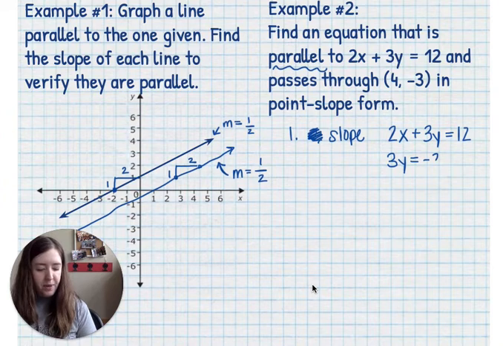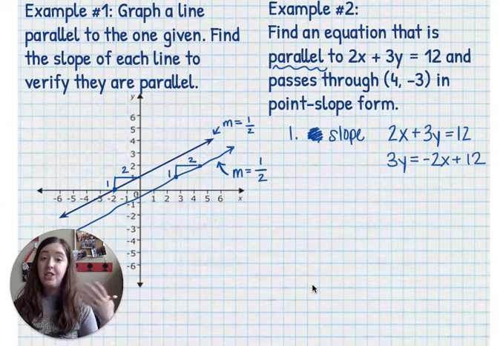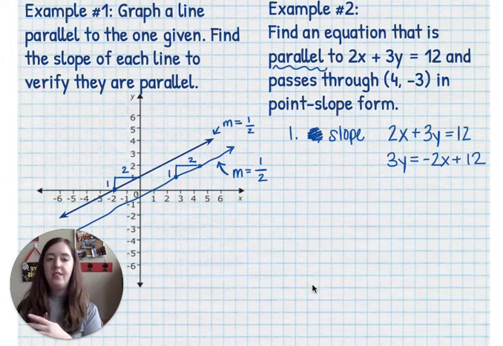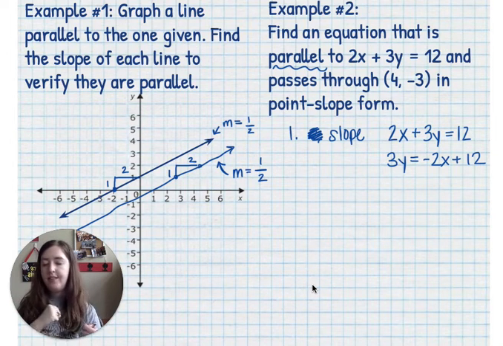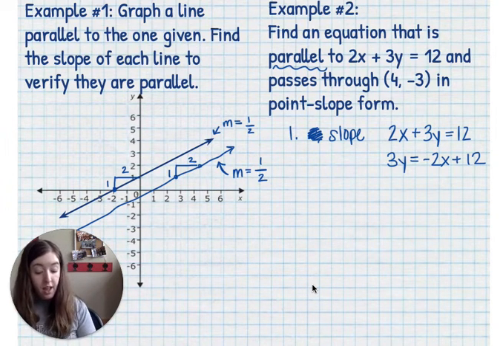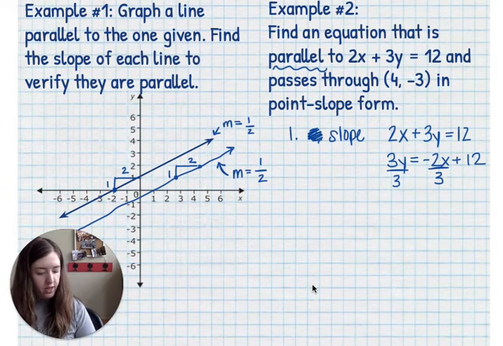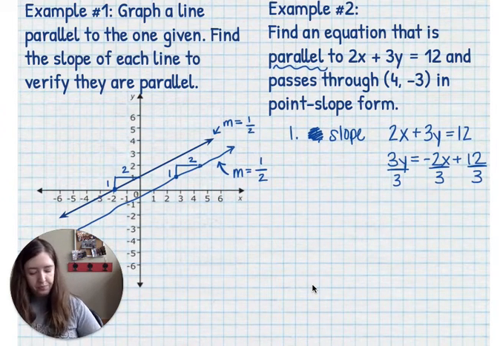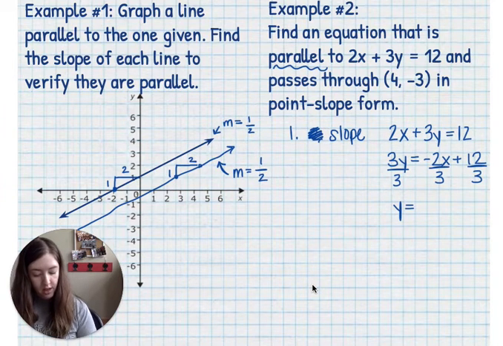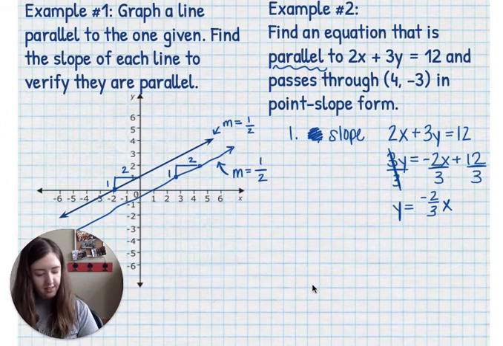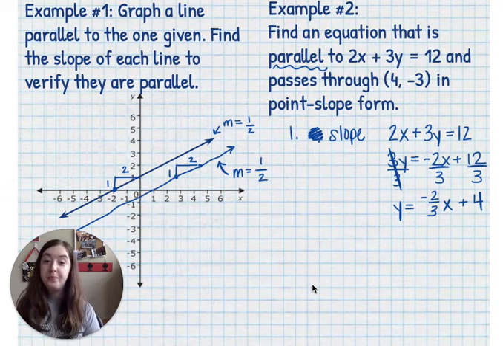And I like to keep it in the order of slope-intercept form. So if I subtract 2x from both sides, I just put -2x + 12 instead of 12 - 2x. I just like to have it in the same order. Okay, now to get y by itself, I have to divide everything by 3. So then these 3's divide away. I can just pop that off as -2/3 x, and then plus 4.